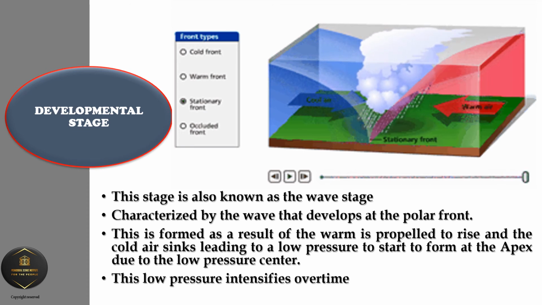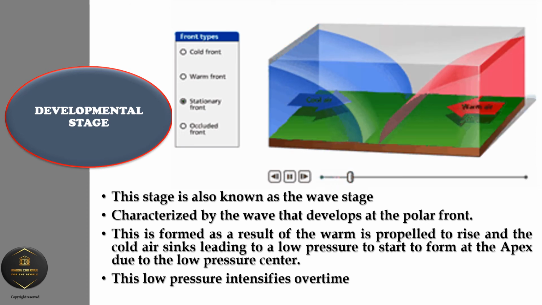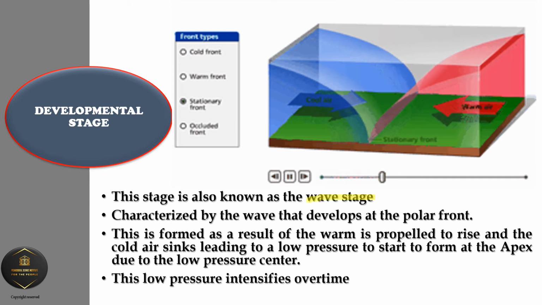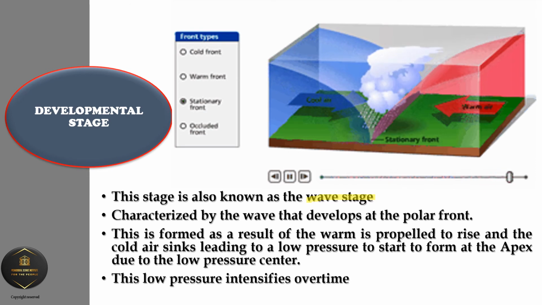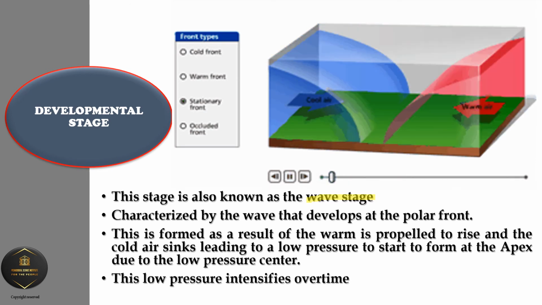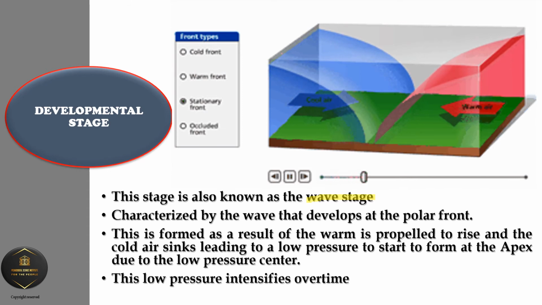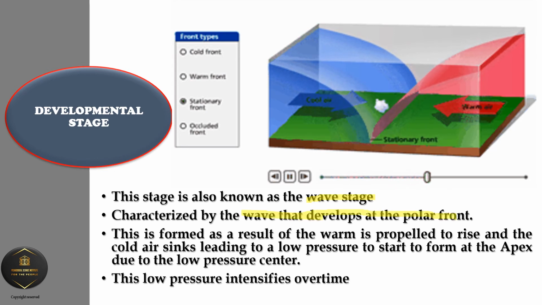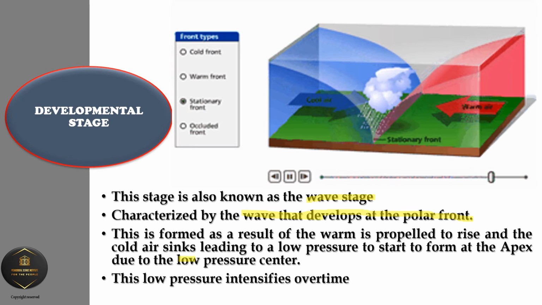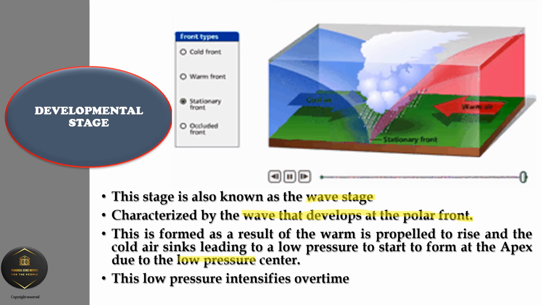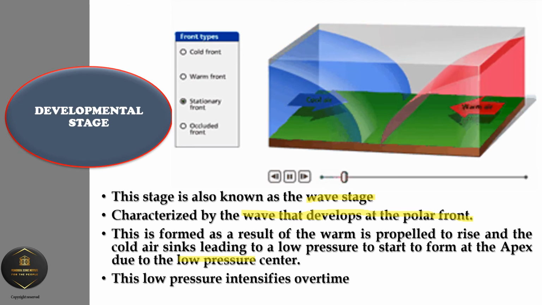Now, remember, guys, the developmental stage is also known as the wave stage. Why is it known as the wave stage? It's because as a result of the friction that develops when the two air masses move past each other and meet at the polar front, you start having a wave forming, and at the apex of this wave you start having a low pressure, and we know that now our air will be moving towards the system.